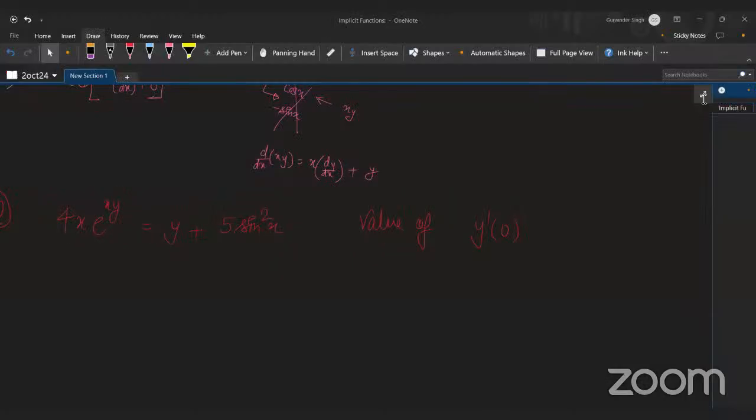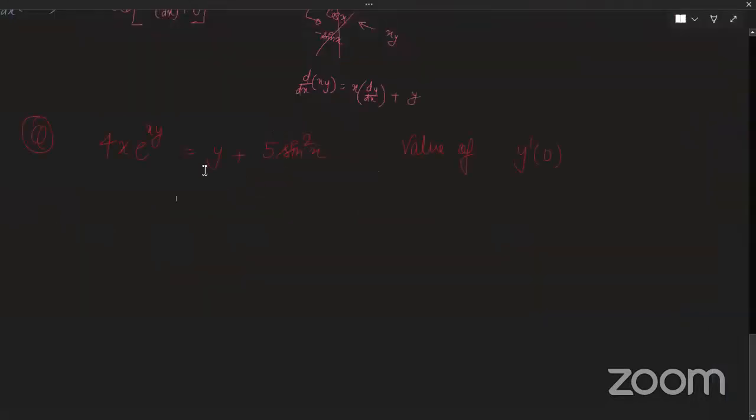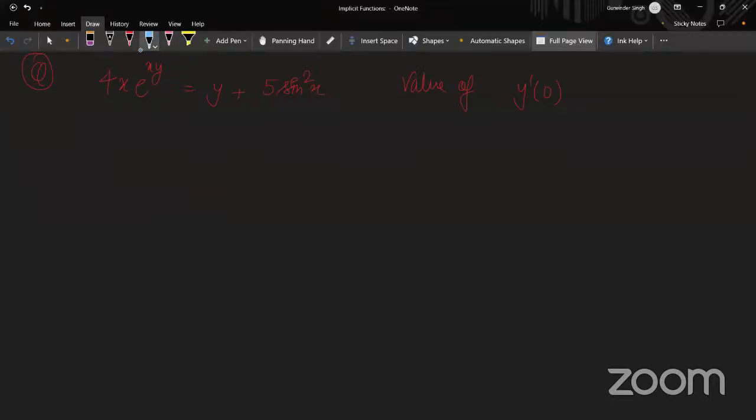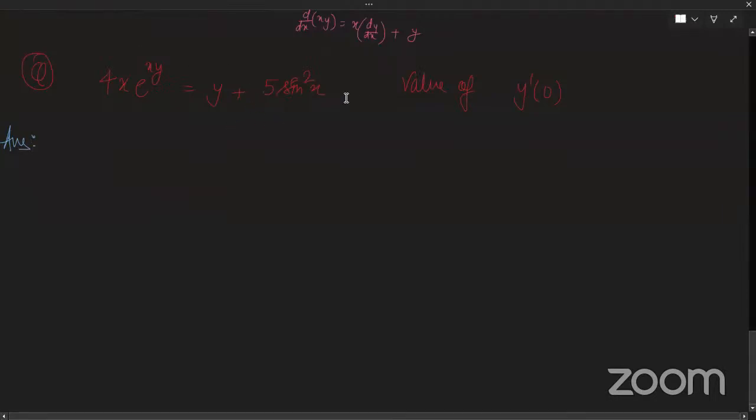Okay. So we have got this question. You have got 4x into e raised to xy. I hope your question is visible. Is the question visible, everyone? Yes, sir. Okay. So you have got 4x e raised to xy plus y plus 5 sine square x. And it is asking you what is the value of dy by dx when your value of x is equal to 0.